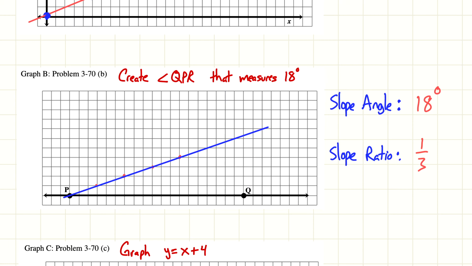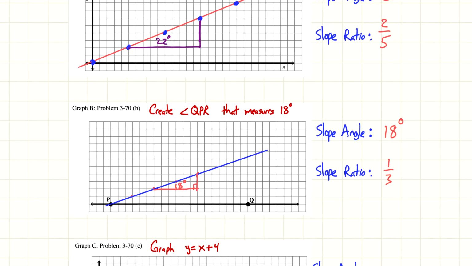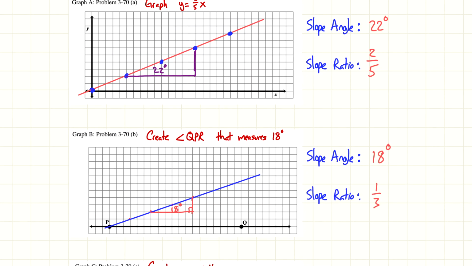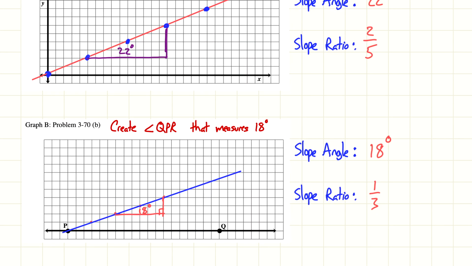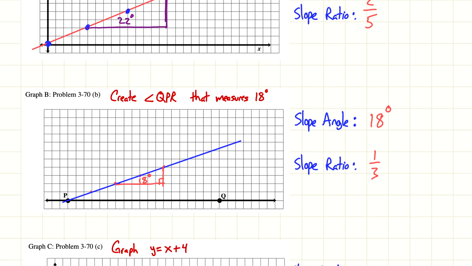As we draw this out, you're going to end up with a line something like this. If I actually draw in a slope triangle, this is going to be 18 degrees in here, which is a little bit less than the 22 degrees. 18 is less than 22. And that 1/3 is going to be less than 2/5.